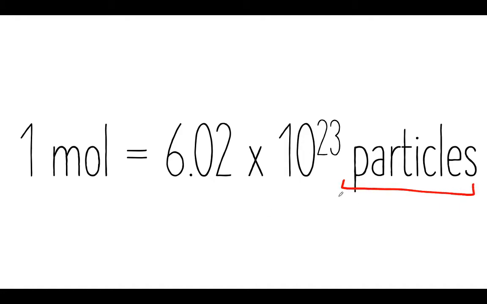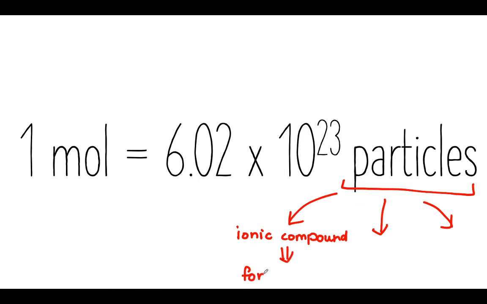And that's because you can write these particles in 3 different ways. Depending on the type of compound or element that you are given, instead of particles, you would call them by a special name. So if you have an ionic compound, and I'm sure you know how to identify an ionic compound, it's made up of a metal and a nonmetal. If you've got an ionic compound, you would call this 6.02 times 10 to the power of 23 formula units.